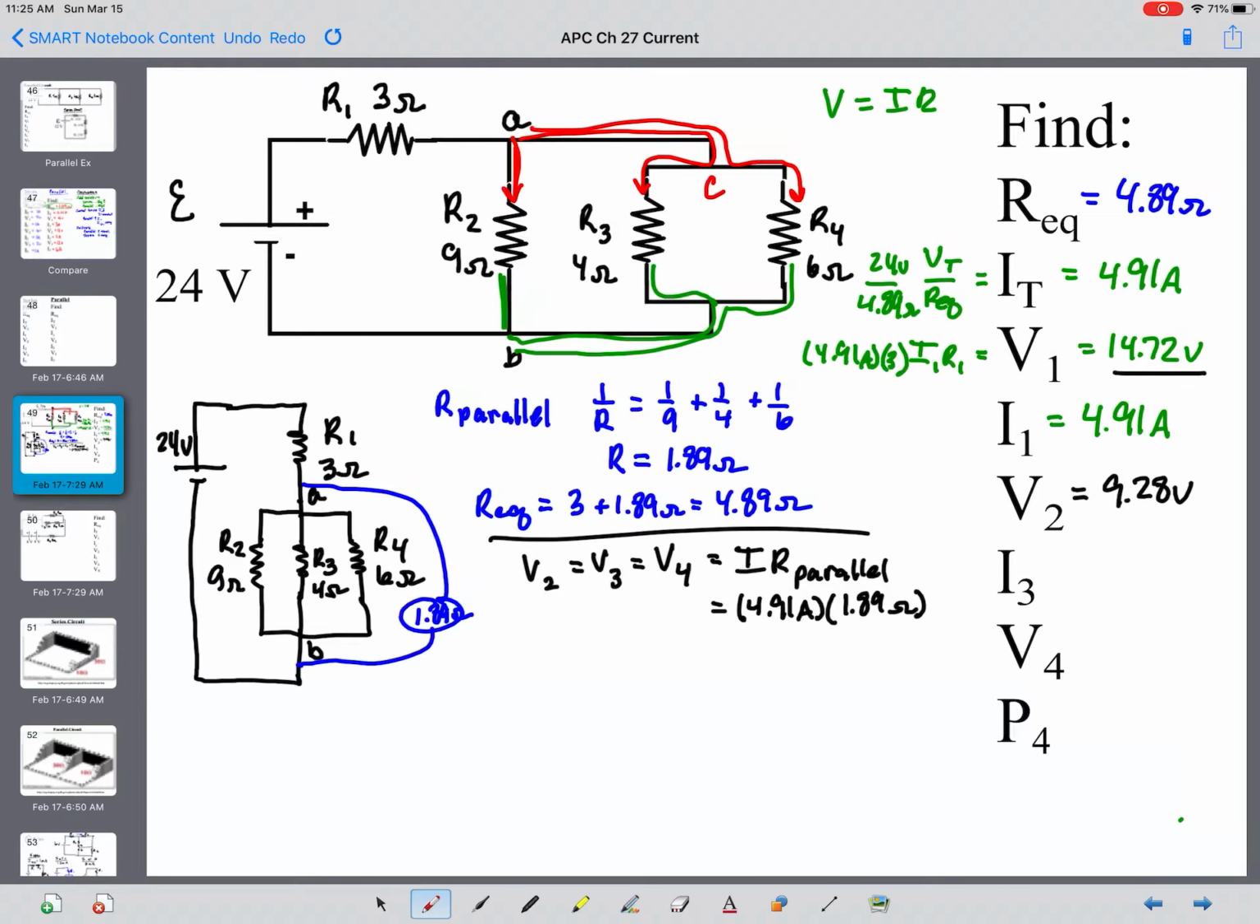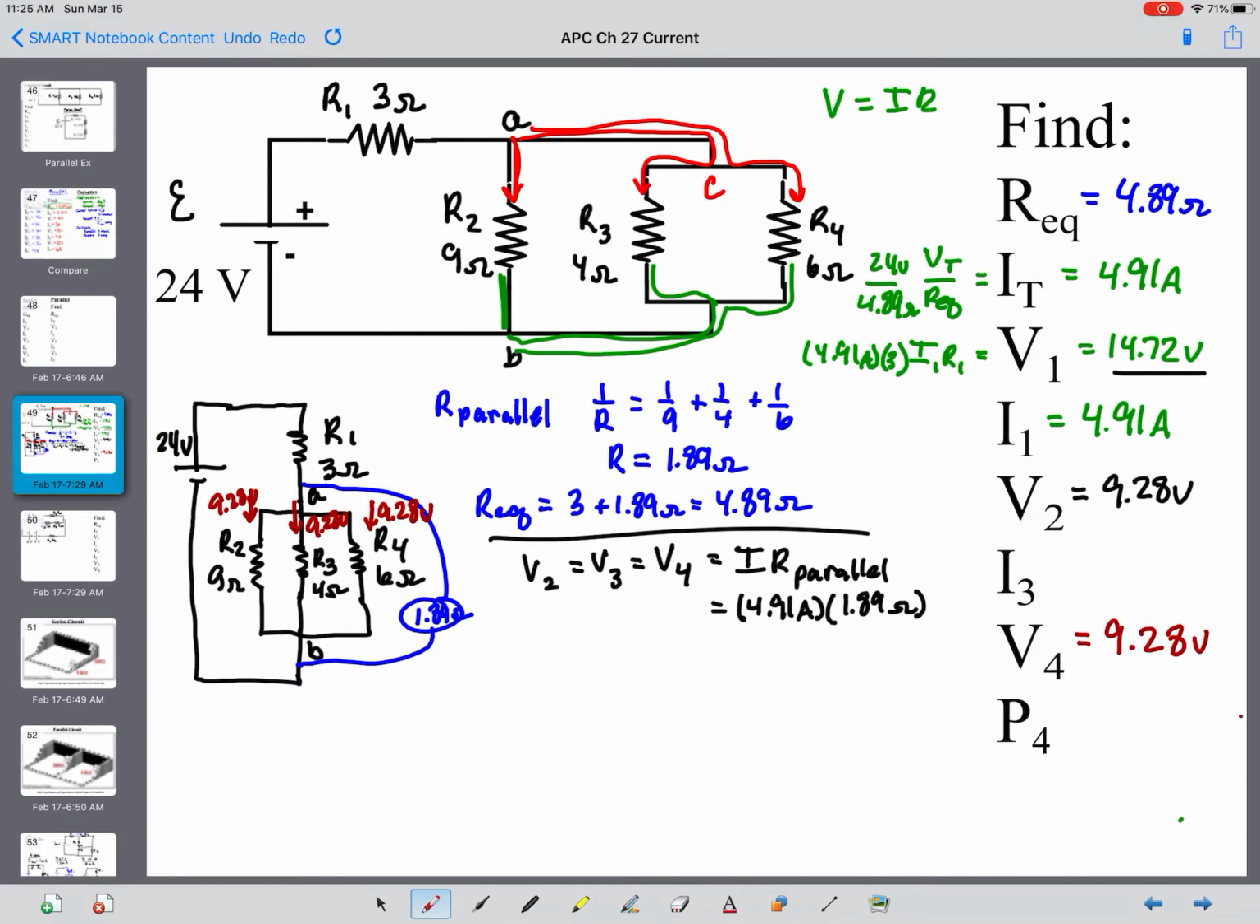On my diagram, in parallel, volts are constant. So I know in branch 2, 9.28 volts. In branch 3, 9.28 volts. In branch 4, 9.28 volts. It's good to draw your diagram a little big so things don't get crushed on there. Now we can fill in V4, 9.28 volts.